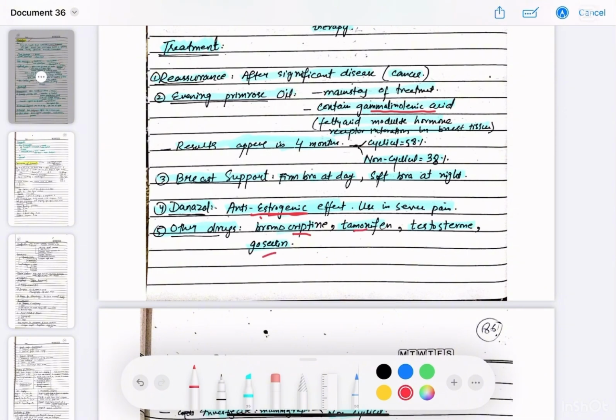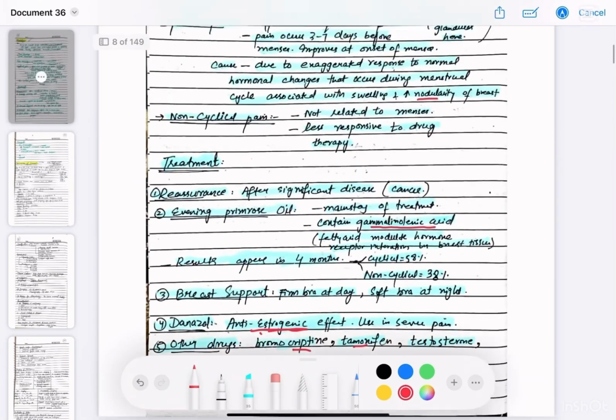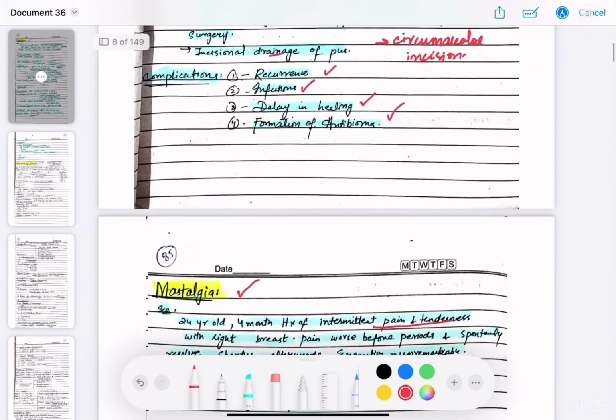And the management options are history. This we have already discussed. So this was all about mastalgia. We have discussed the common disorders of the breast.